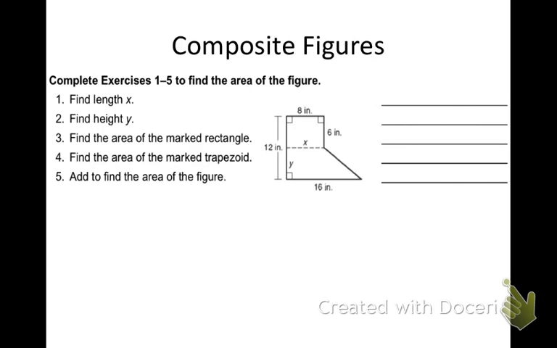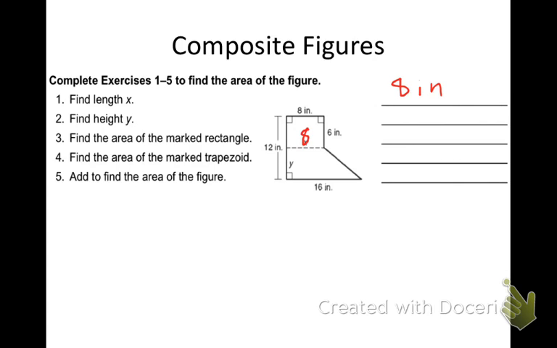So number one here, composite figures. Number one says find the length of x. As I look here, I have a big figure broken down into two smaller ones. What would the length of x be, Anna? It would be 8 inches. Nice job. x would come out to be 8 inches.